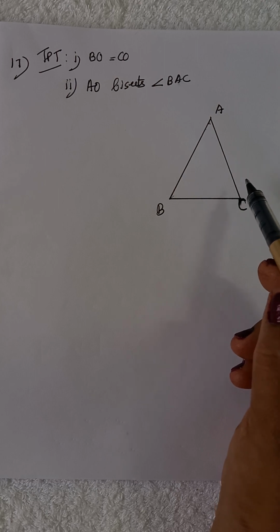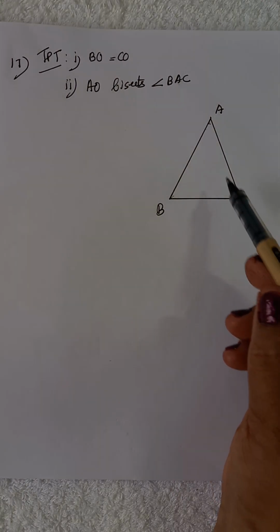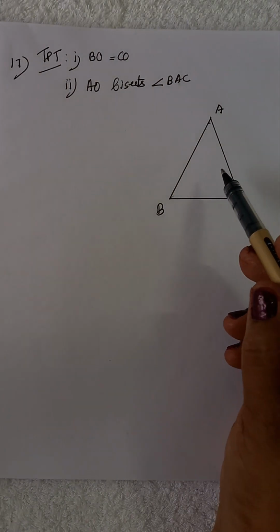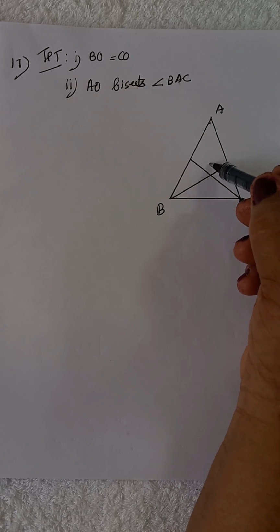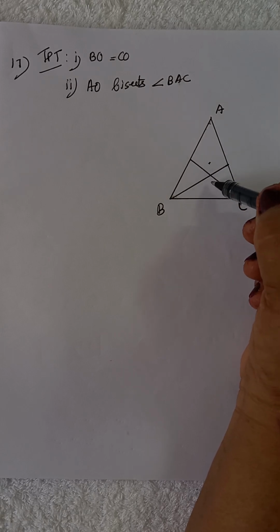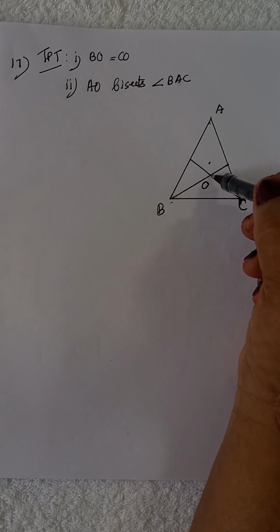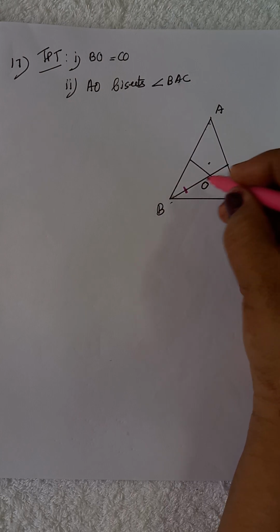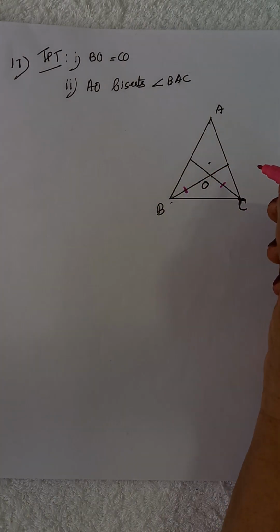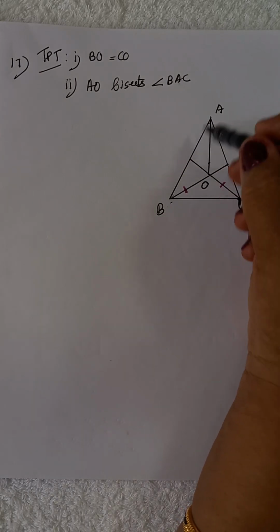17th question: in triangle ABC, AB is equal to AC. These two sides are equal and the bisectors of angles B and C intersect at point O. So we can draw the bisectors. So these are the bisectors and they intersect at the point O. Now we have to prove that BO is equal to CO. We are marking with a different color. So this BO is equal to CO we have to prove. Second point, we have to prove this AO bisects angle BAC.